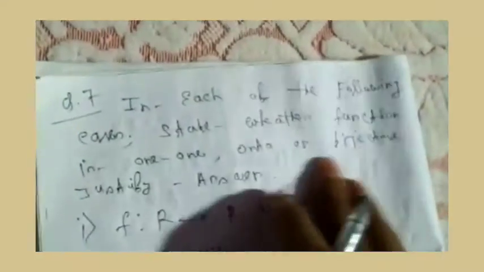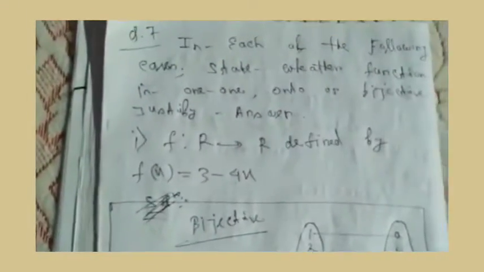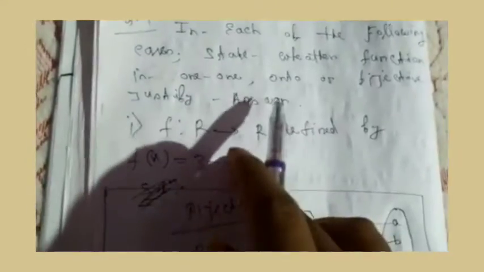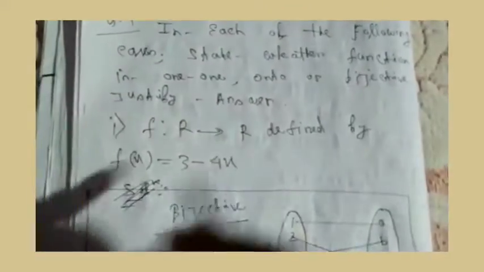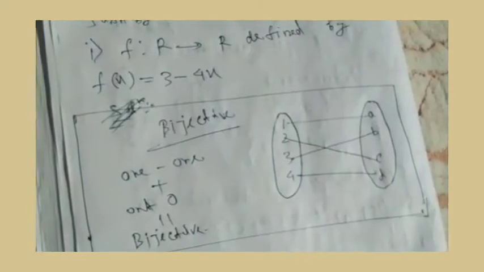Now I'm going to solve question number 7. In each of the following cases, state whether the function is one-one, onto or bijective. Justify your answer. You are familiar with one-one and onto functions, but you have got a new word, bijective function. Before I start the maths, we need to know what exactly a bijective function is.